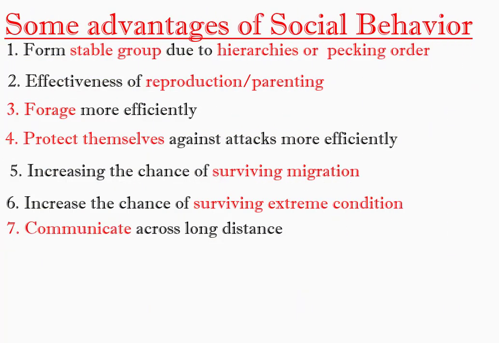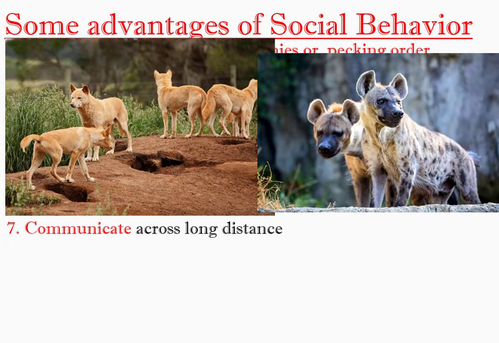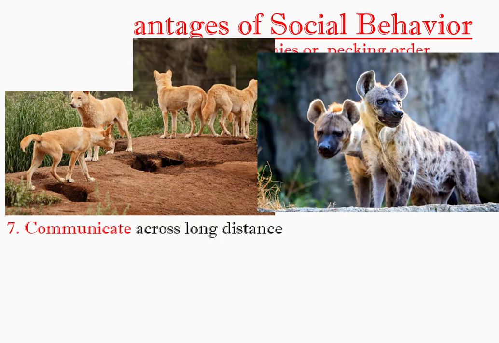This social behavior allows social animals to communicate across long distances when they are attacked or in other situations. That means when all members of a social group shout at once due to many different environmental situations, they can be heard across long distances.